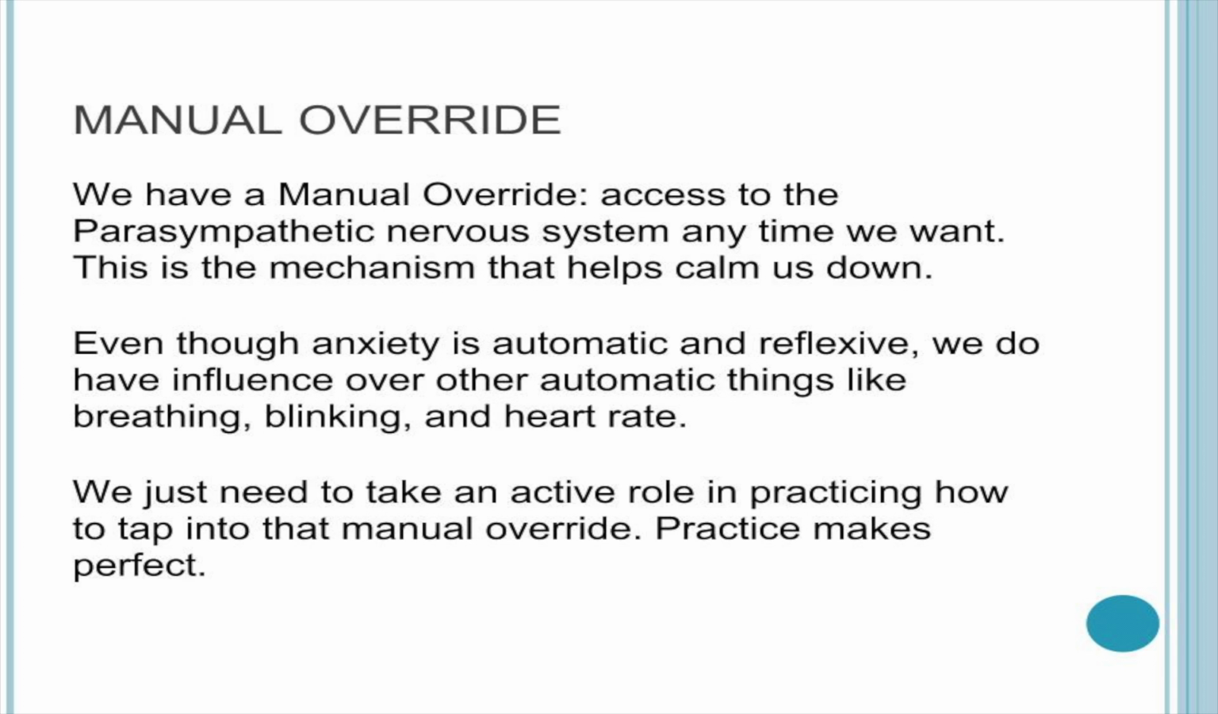But what we have is sort of a manual override. We have a parasympathetic nervous system that we can voluntarily tap into anytime we want. It's the mechanism that helps keep us calm. So after we've gotten away from the tiger, this is the system that kicks in to help calm us down. So even though anxiety is automatic and reflexive, we do have influence over some of these automatic reflexive things. Like breathing, blinking, heart rate, those are all things that happen automatically. But I can tell you to hold your breath. I can have a staring contest with you, but I can also show you a simple way to breathe in order to decrease your heart rate. So we can have influence over these things that just happen automatically. What we need to do is just take an active role in practicing how to tap into that manual override. Remember, practice makes perfect with this.